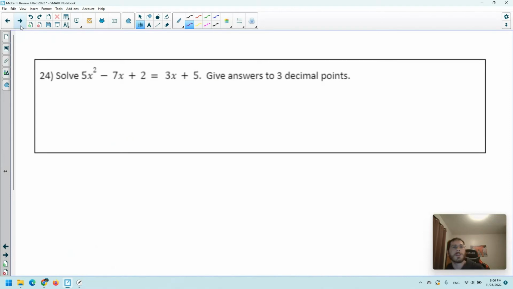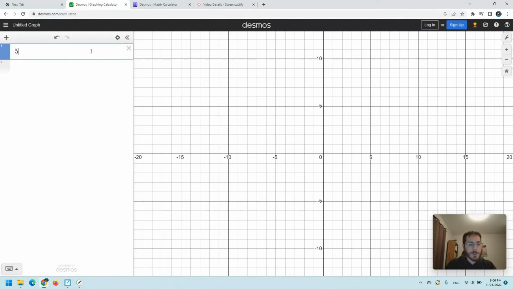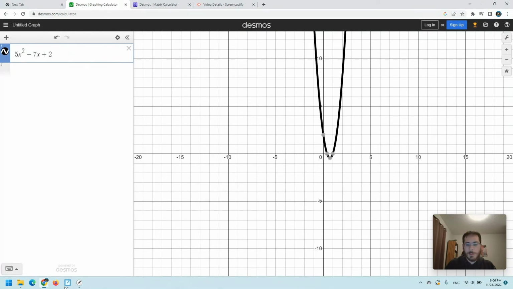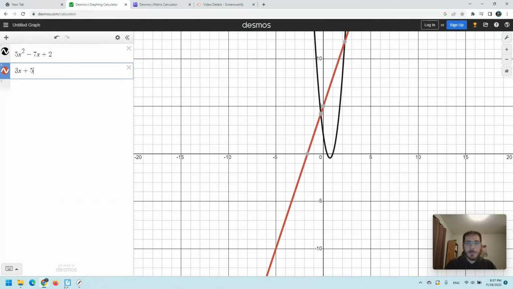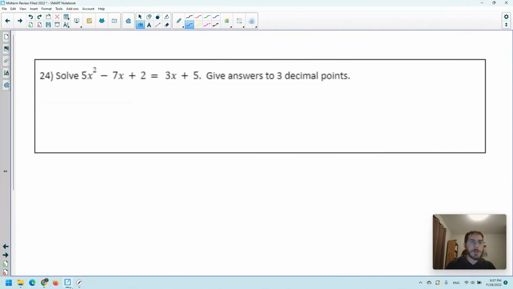All right, for 15, solve 5x squared minus 7x plus 2 equals 3x plus 5. Give answers at 3 decimal points. That 3 decimal points is a good key that we should just throw it into the graphing calculator and see what we get. So when we solve this one, we want to split it up into 2. 5x squared minus 7x plus 2. And then we're using the other side, 3x plus 5. Again, sometimes we get two answers, sometimes we get one answer, sometimes we get no answers. In this case, we do get two answers. Let's go ahead and grab that. It's wrong button.